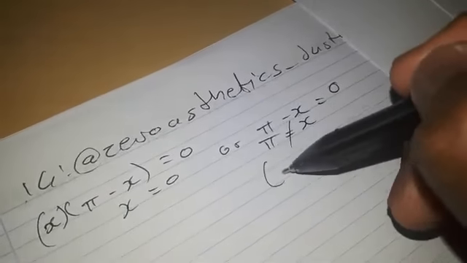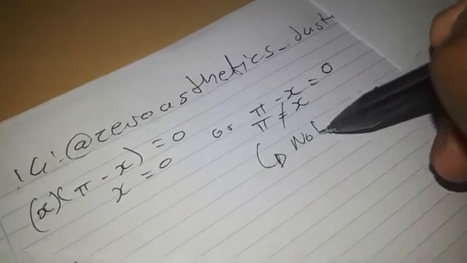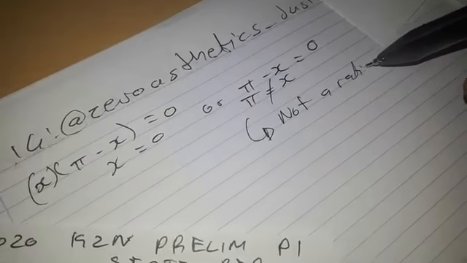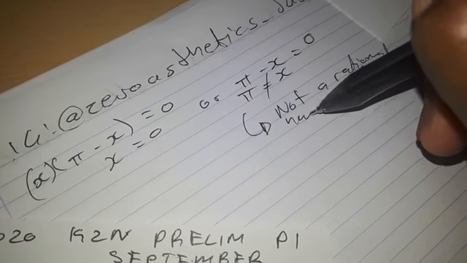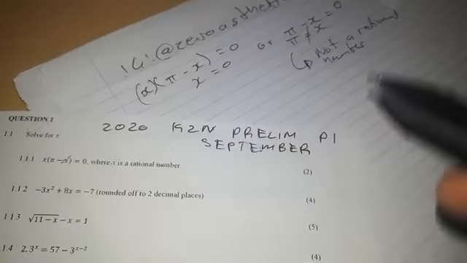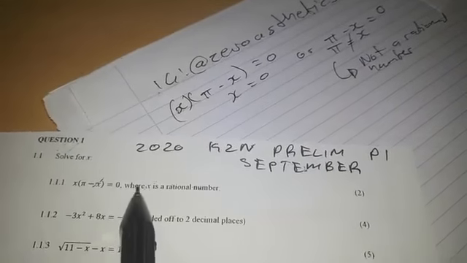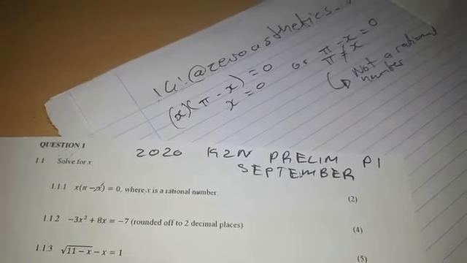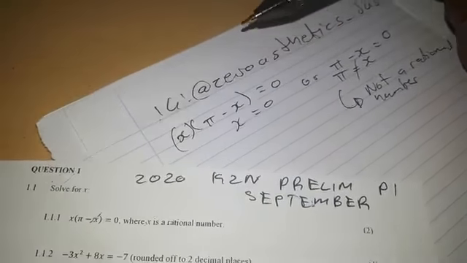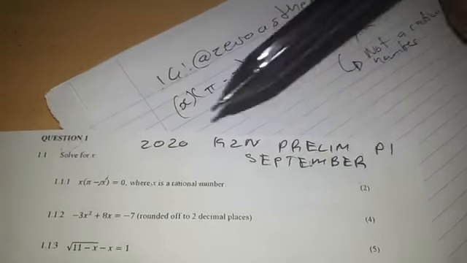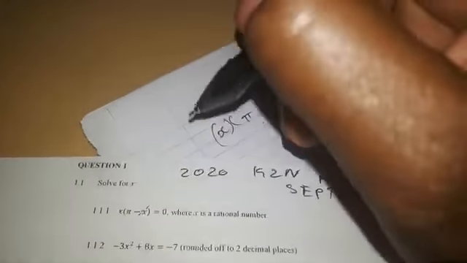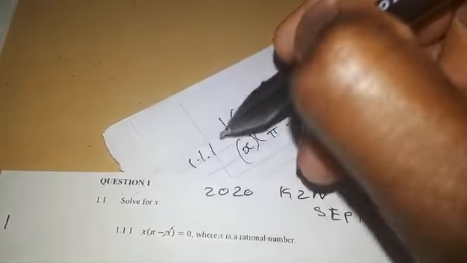You would want to cancel out this answer. The reason is pi is not a rational number. Here they want us to get a value for x where x is a rational number. So pi is not a rational number, so our only answer here is x is equal to 0. That's going to be for 2 marks, and that's for 1.1.1.